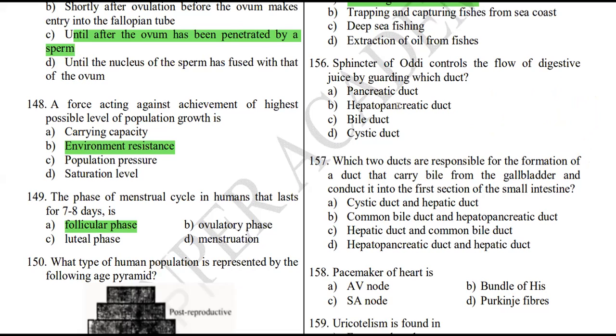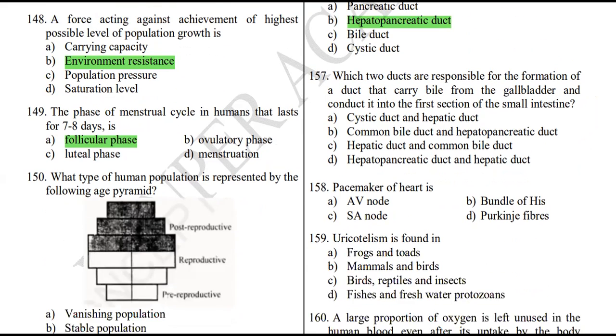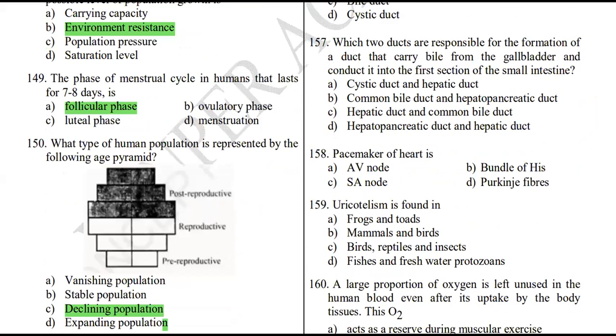The next question: which two ducts are responsible for the formation of the duct that carries bile from the gallbladder and conducts it to the first section of the small intestine, which means the duodenum? The hepatopancreatic duct is the one which connects to the small intestine. The common bile duct is the one which carries the bile from the gallbladder. So it's going to be B.